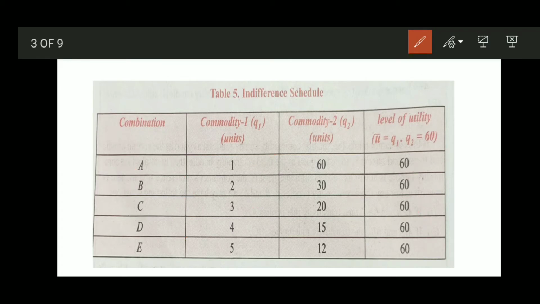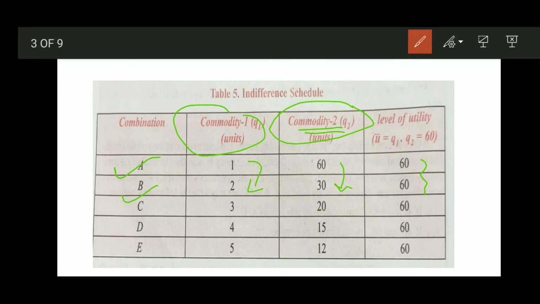Now you can notice one thing, that whenever the consumer is increasing the consumption of commodity 1, the consumer is sacrificing some units of commodity 2. The reason behind this is to keep the satisfaction the same, as in every combination the consumer is getting the same level of satisfaction. So the rate at which the consumer is ready to sacrifice one commodity, say commodity 2, in order to consume one more extra unit of commodity 1, that rate is called the marginal rate of substitution.